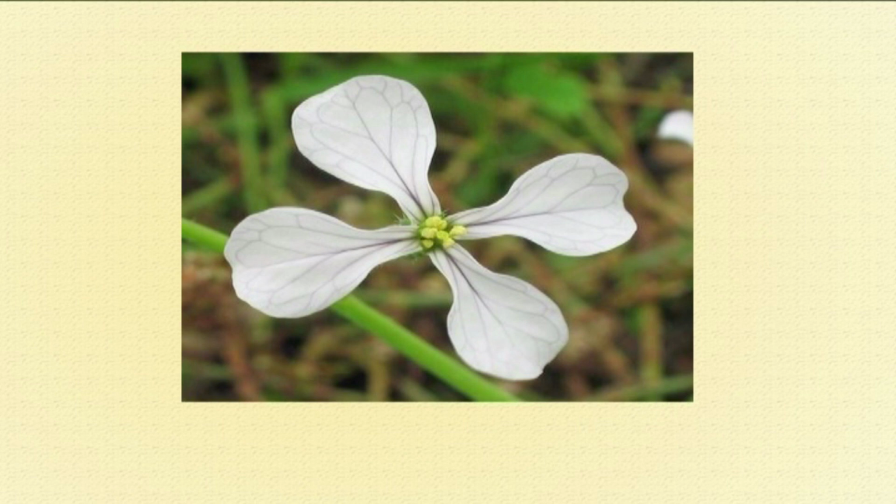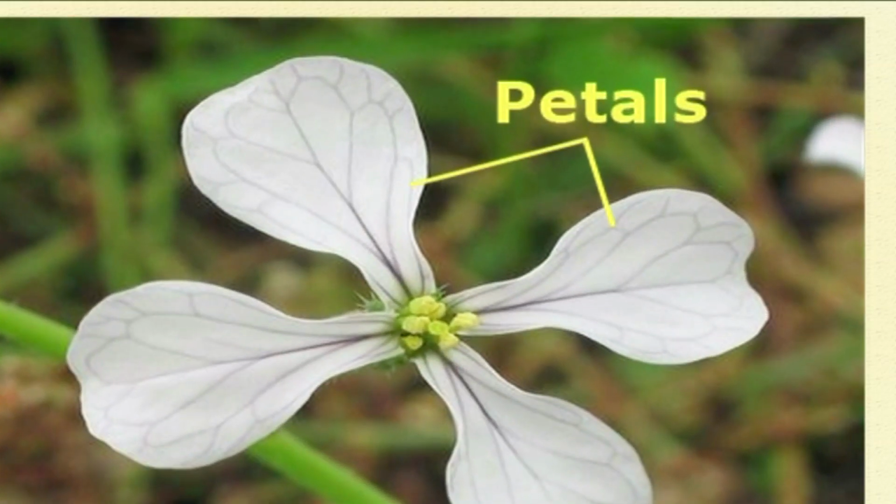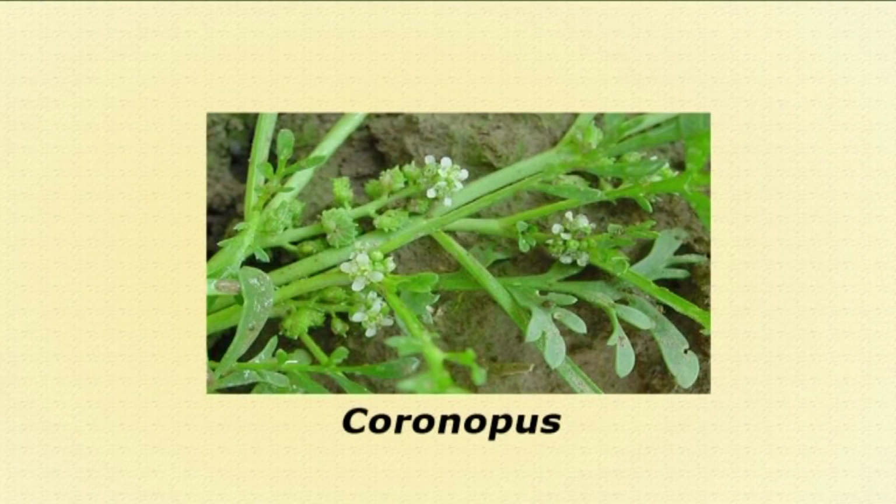Now, the corolla is again comprised of 4 petals. It is apopetalous, that means free petals. A characteristic feature, it is cruciform, that means arranged in a cross shape. These petals are often with an elongate claw at the base and a spreading limb. Sometimes in some species we see these petals are absent, as in the case of Coronopus.